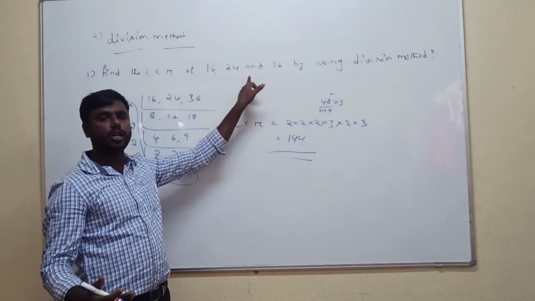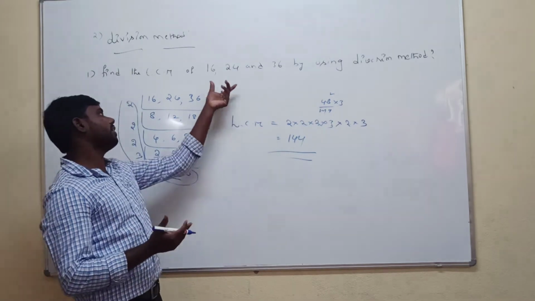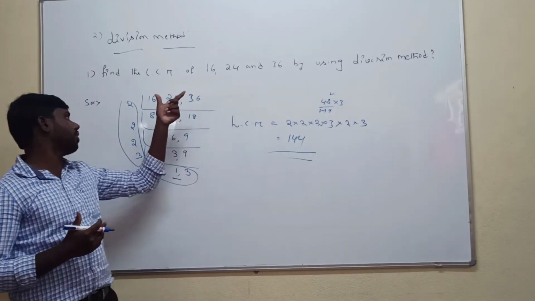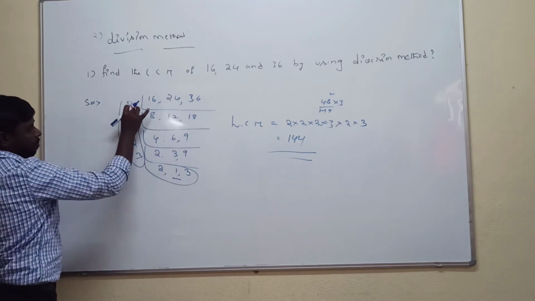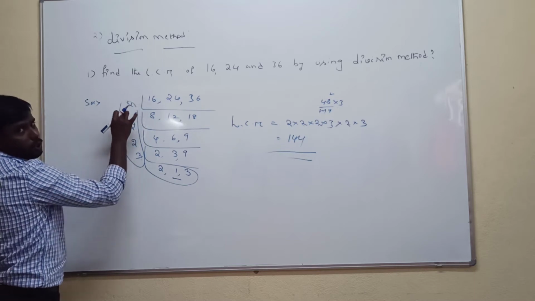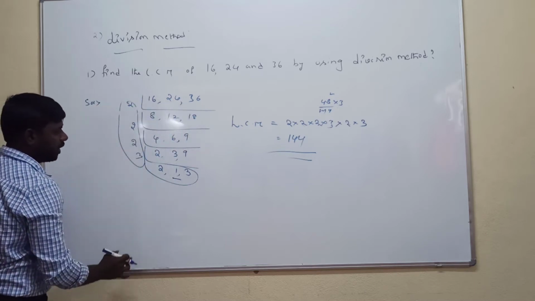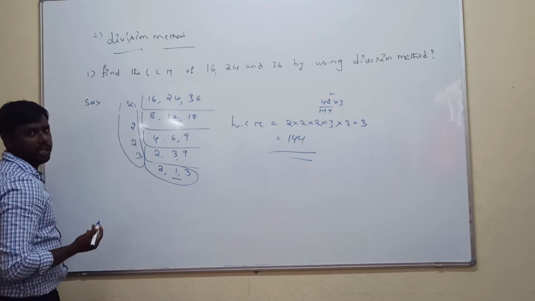In the earlier prime factor method, we do the division for each number separately. But in the division method, we take all the given numbers together and do the division. So we divide the given numbers by a common prime number. In these three numbers, the only common prime divisor is 2. Then continue until the remainder is one or a prime number.